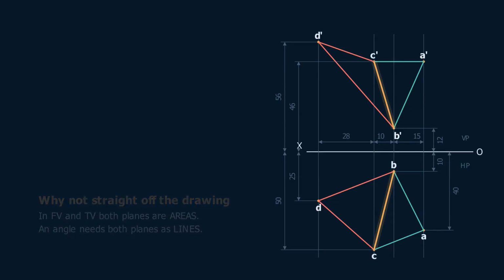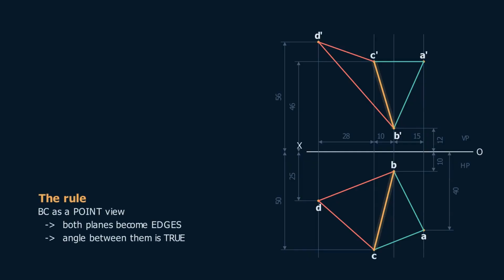The rule from the sheet tells us exactly where to look. 2 intersecting planes both appear as edge views in the one view where their line of intersection appears as a point. So if we can get BC down to a single point, both triangles must flatten into lines, and the angle between those lines is the true angle.